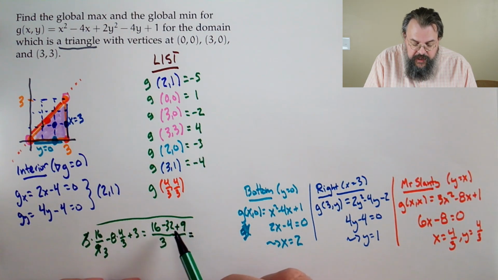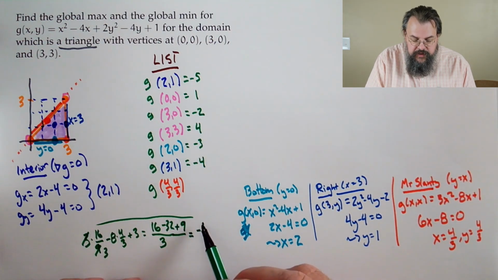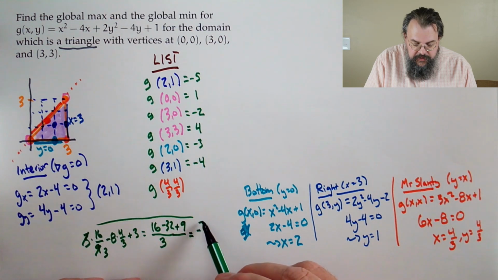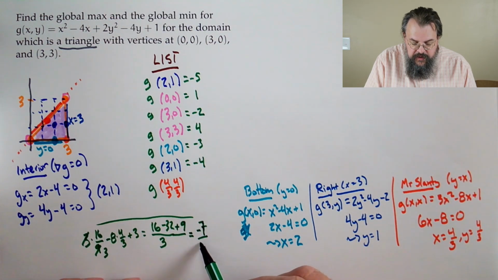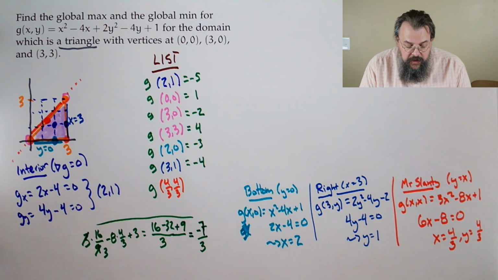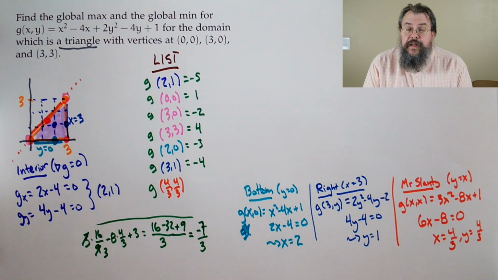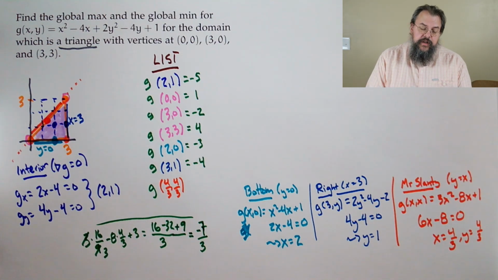25 subtract 32 would be 17. Wait, no, that's not right. 7. Yeah, that's right. 7/3. Okay, so minus 7/3. All right. Well, great. What does that mean? Well, what does it turn into?